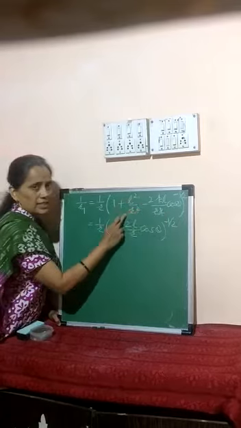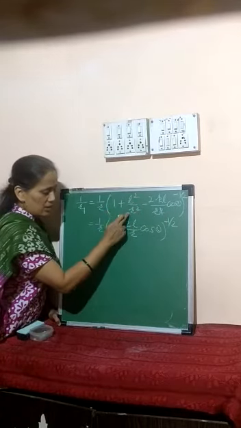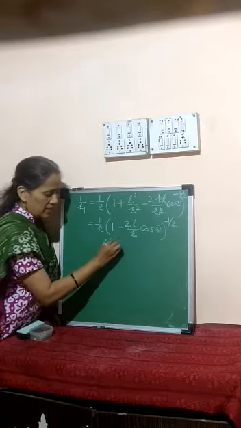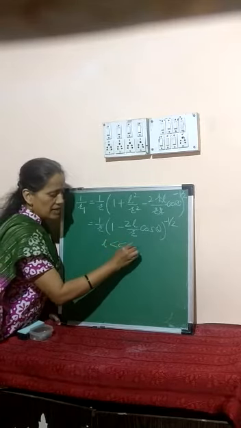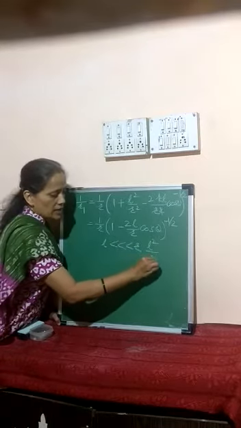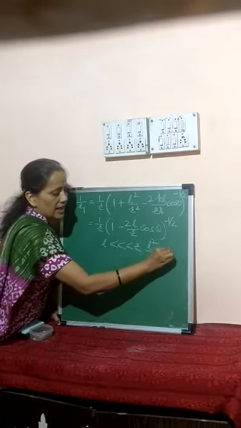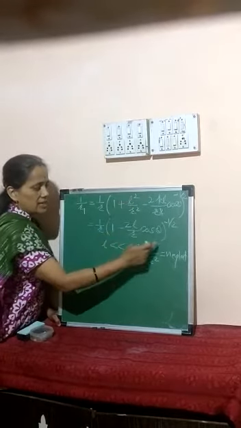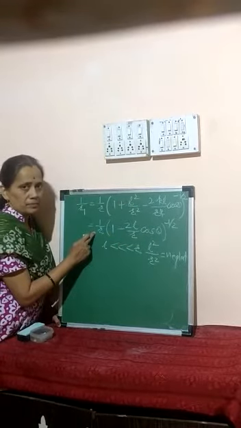How? We are going to neglect this term L square upon R square. Why? L is half of the magnetic length. This L value is very small compared to R. Therefore, this L square upon R square value is neglected. And if this value is neglected, I can write in this manner.